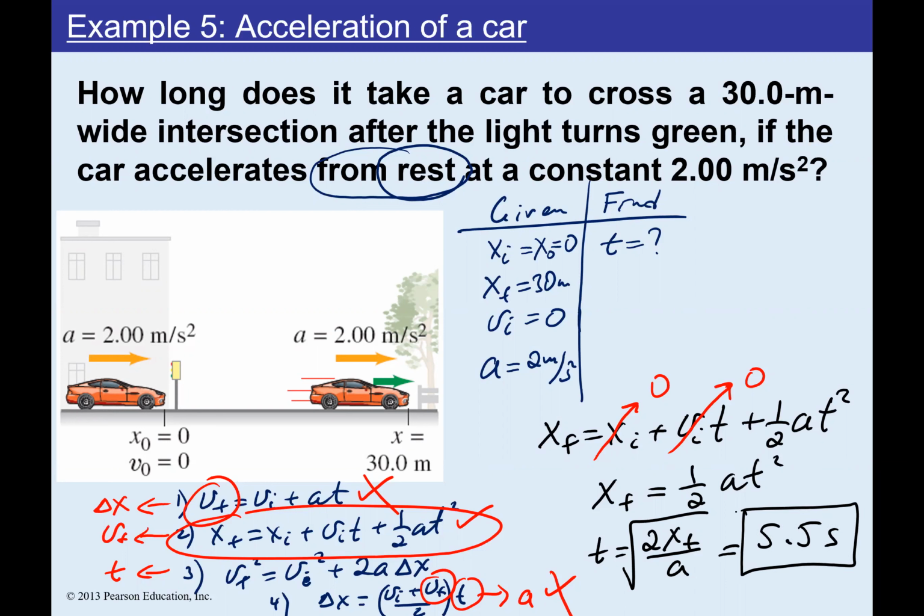So that's how you approach this type of kinematic problem. You write down what's given to you, what you need to find, then you look at which equation can work, eliminate what's 0, what's constant, and things like that, and then solve for the unknown.